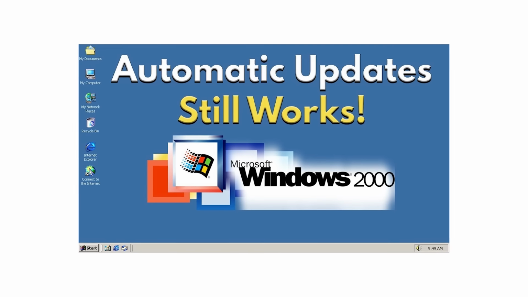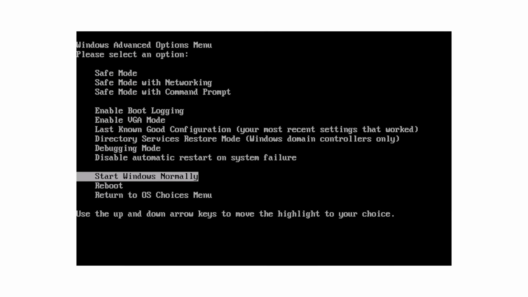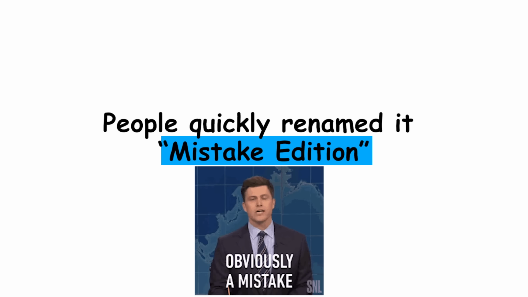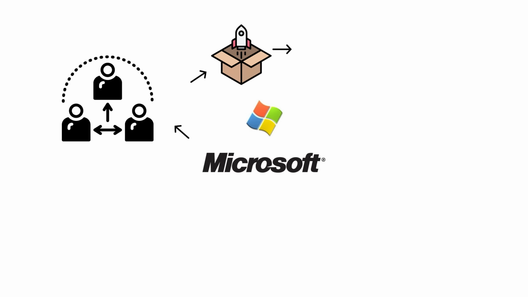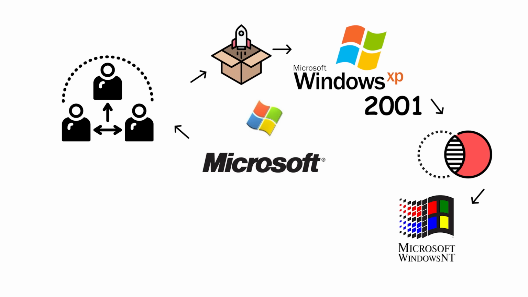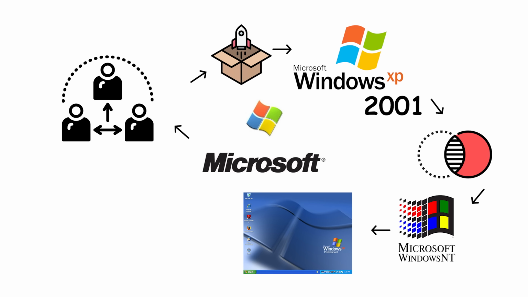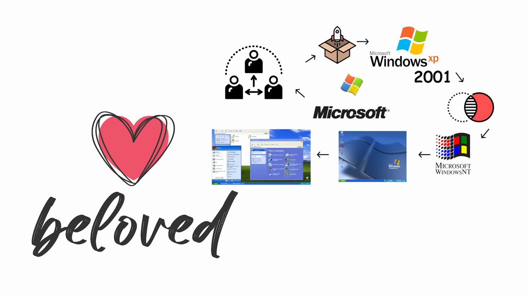It introduced System Restore, a genuinely helpful feature that lets you roll back your computer to an earlier point in time. But half the time even that crashed. People quickly renamed it Mistake Edition. Windows XP. After the disaster that was Millennium Edition, Microsoft regrouped and released Windows XP in 2001. It merged the reliability of the Windows NT family with the user-friendliness of consumer Windows. The result was so good, it became one of the most beloved operating systems ever made.